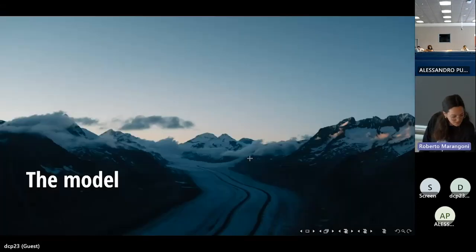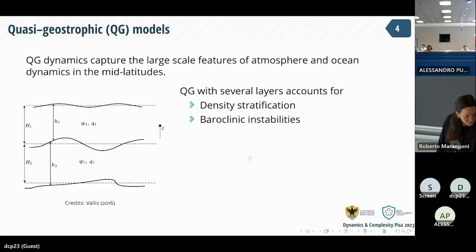So let's have a look at the model. The model is the quasi-geostrophic model. It's usually used to capture the large-scale features of the atmosphere and the ocean at the mid-latitudes, so our latitudes. And when we account for several layers, so different densities, we can also describe with this model the density stratification of our fluid.